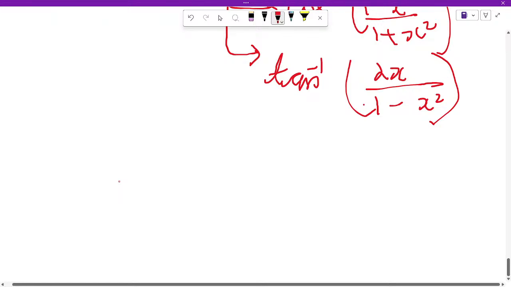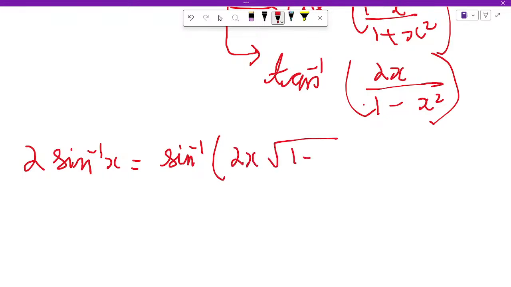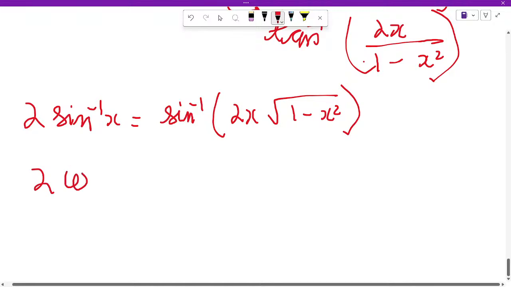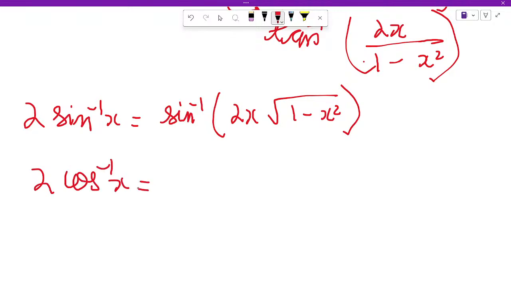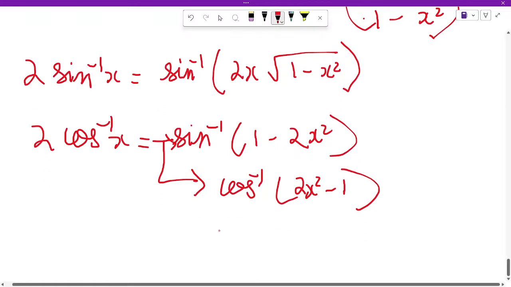Similarly, we need to know about 2 sine inverse x, 2 cos inverse x and all. For 2 sine inverse x, the formula is sine inverse 2x into root of 1 minus x square. For 2 cos inverse x, there are two formulas, one in terms of sine inverse and one in terms of cos inverse. In terms of sine inverse, it's sine inverse 1 minus 2x square. This is 1. And in terms of cos inverse, it's cos inverse 2x square minus 1.